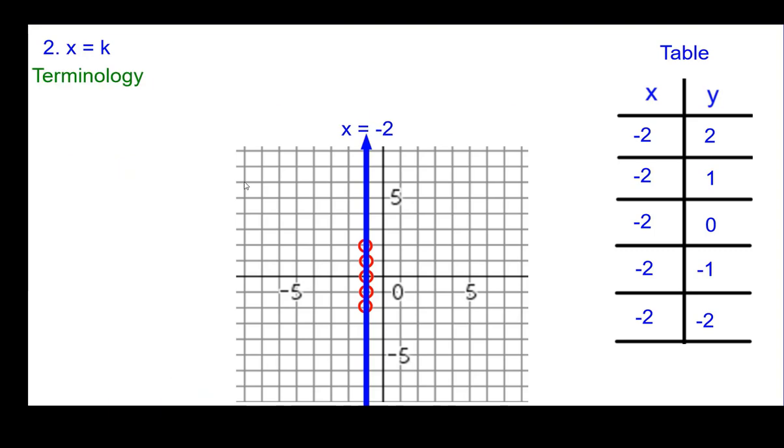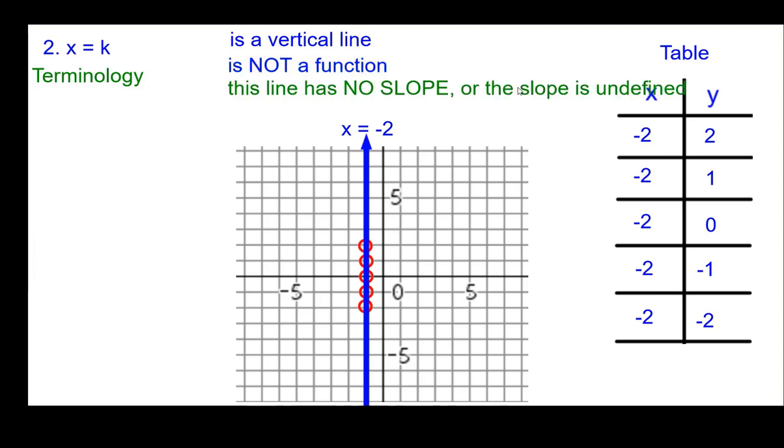Some terminology here. It is a vertical line. It is not a function, because when we put in a value for x, we get different values for y. That is not how a function behaves. The line has no slope, or sometimes we say the slope is undefined.